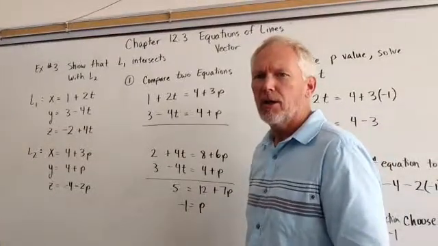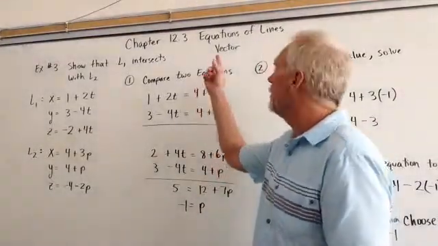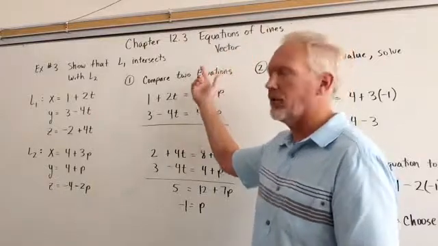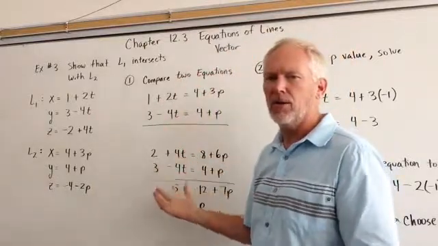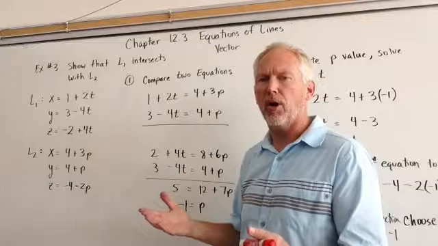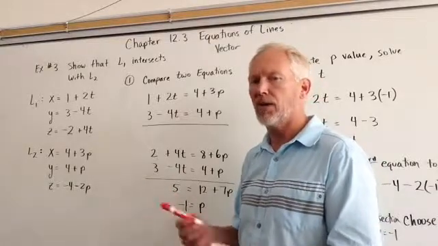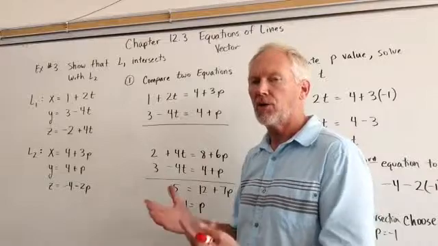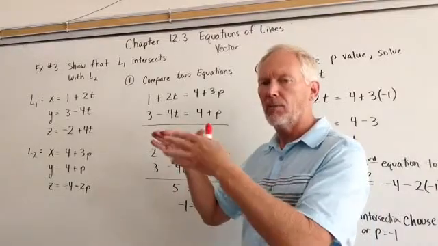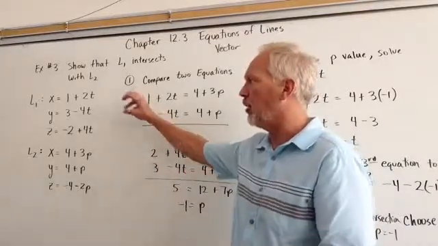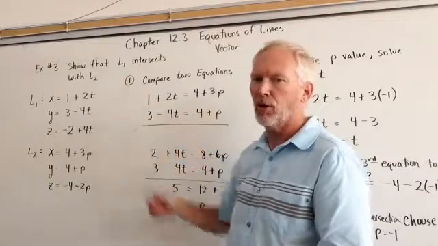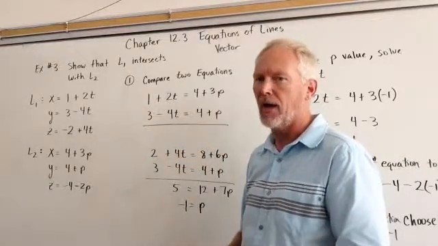A quick video on chapter 12.3, equations of lines for vectors. In the previous video, we had seen if they're skew or they're parallel. Remember, if they're parallel, they will share a scalar multiple. If they are skew, then two of the components in x and y can be satisfied, but the third component will not be satisfied.